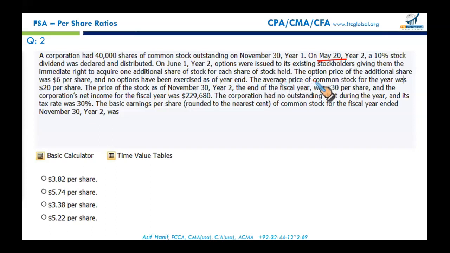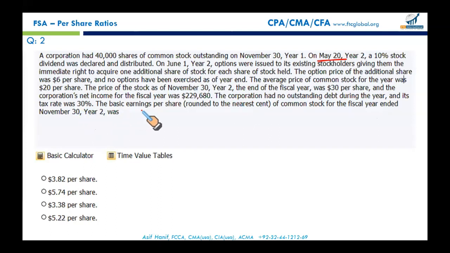Okay. The average price of the common stock for the year was $20 per share. The price of the stock as of November 30th year 2, the end of fiscal year, was $30. This is the closing year price of the stock, and the average price was 20. And the corporation's net income for the year was 229,680. The corporation had no outstanding debt during the year, and its tax rate was 30%.